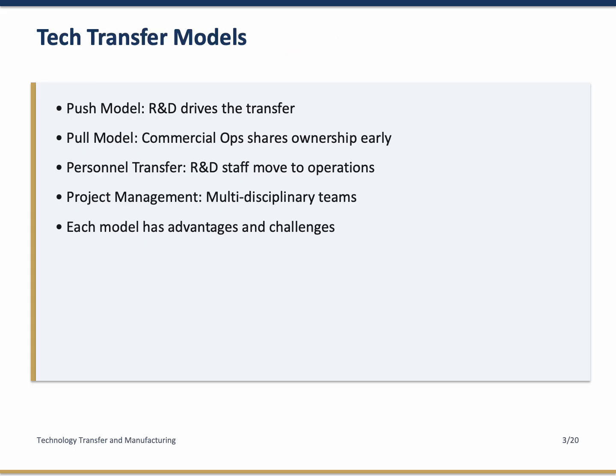Several main models of technology transfer are used in the biomedical products industry. The push model has R&D driving the transfer, handing off process knowledge to operations. The pull model has commercial operations sharing ownership early in development and driving the process, which tends to improve process robustness. Personnel transfer involves having R&D employees transfer to commercial operations to ensure process consistency and carry tacit knowledge that may not be fully documented.